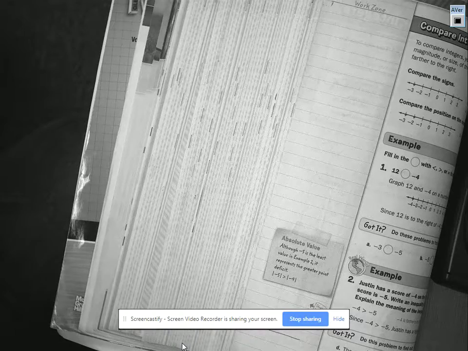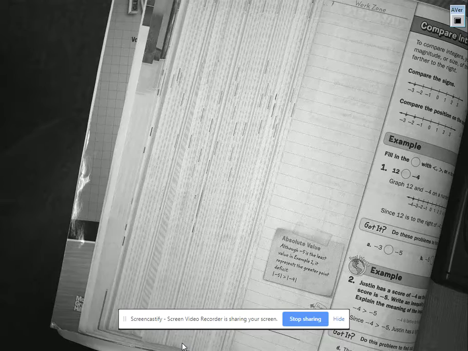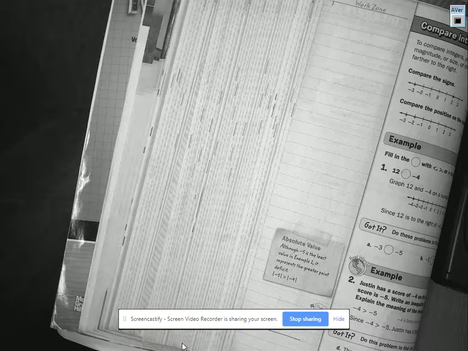Okay, so today, you guys, we are going to determine the order of positive and negative numbers. Today, we're going to be using things like the greater than and less than sign, and we're going to be looking at positive and negative numbers. So we're comparing positive and negative numbers.